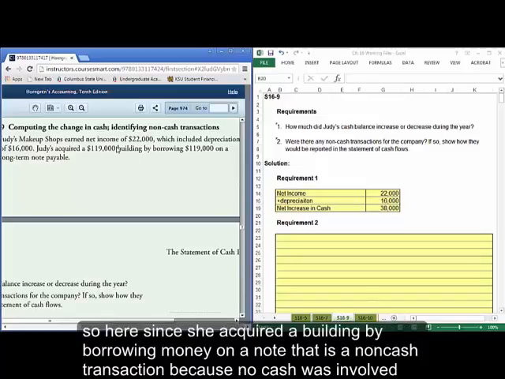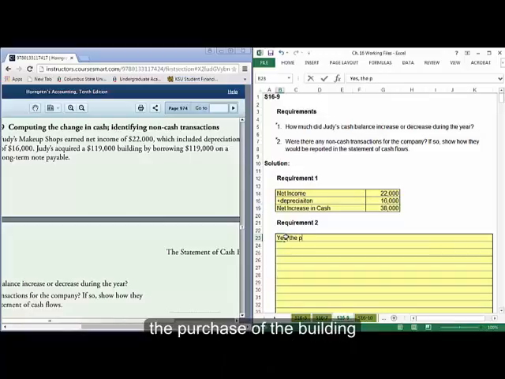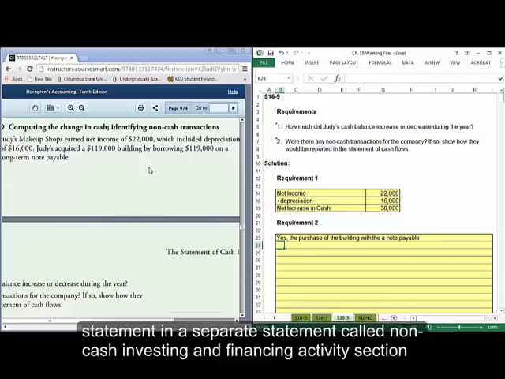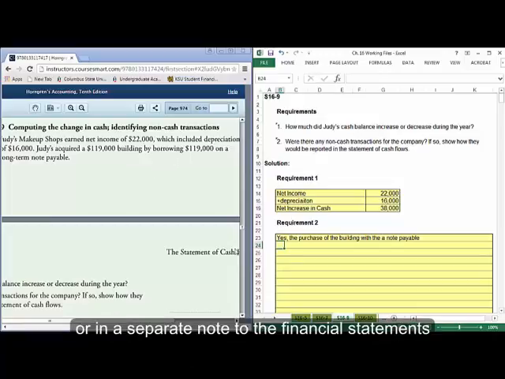So here, since she acquired a building by borrowing money on a note, that is a non-cash transaction because no cash was involved. So the purchase of the building with a note payable is our non-cash transaction, okay? And like I said, it's going to be reported at the bottom of the statement of cash flows in a separate section called non-cash investing and financing activities, or in a separate note to the financial statements, okay?